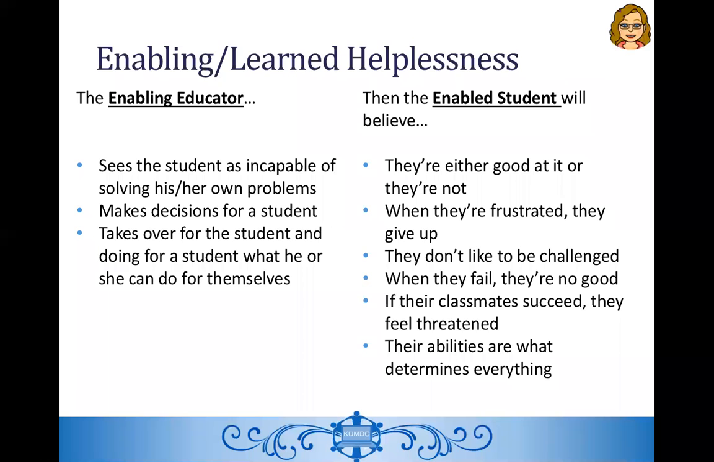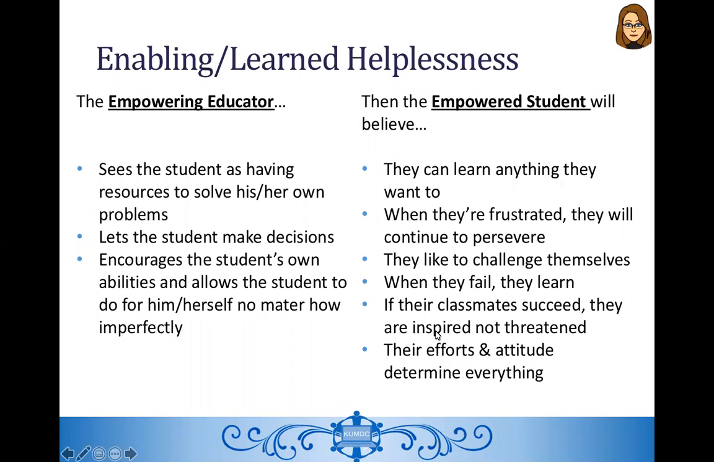The enabling educator might make decisions for a student so that when a student is frustrated, they just give up. An enabling educator might take over for a student and do for a student what he or she can do for themselves. And in turn, an enabled student doesn't like to be challenged. When they fail, they feel like they're no good. They feel like if their classmates succeed, they feel threatened. And they also feel their abilities are what determines everything. So this is frustration and how a student sees themselves when an atmosphere of a fixed mindset is fostered in the classroom. And this again can lead to that learned helplessness.